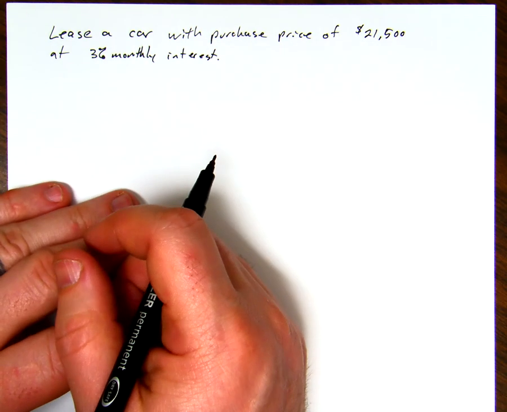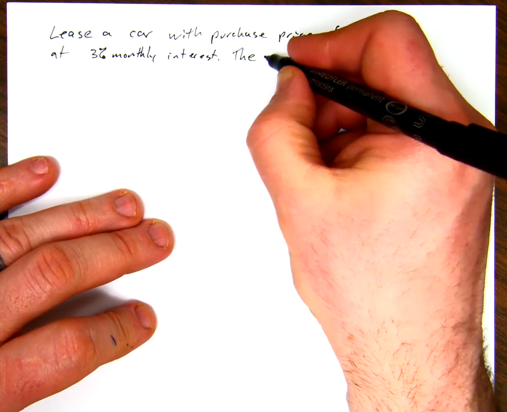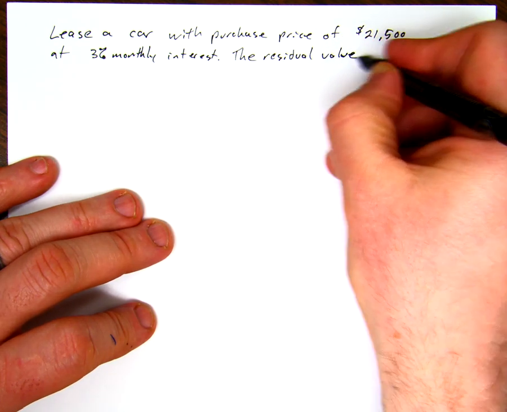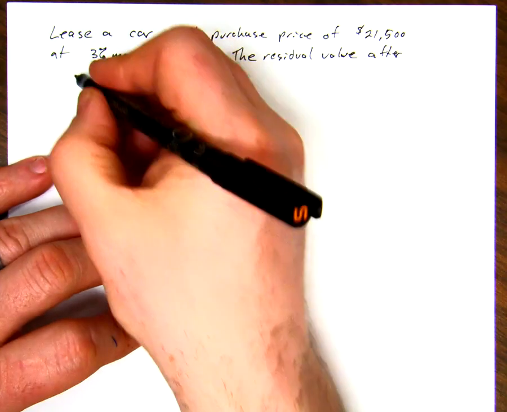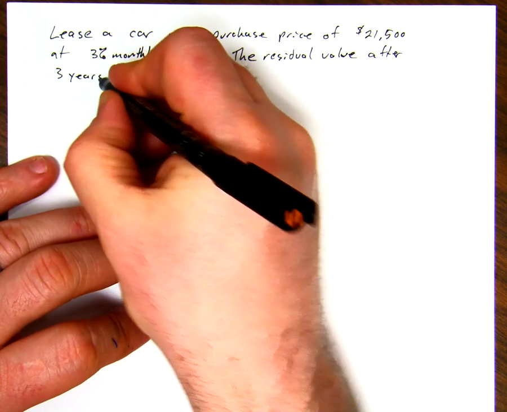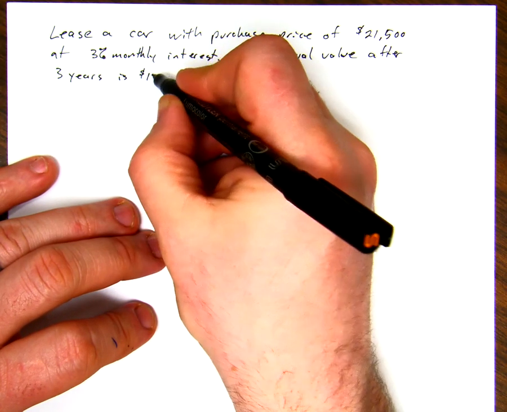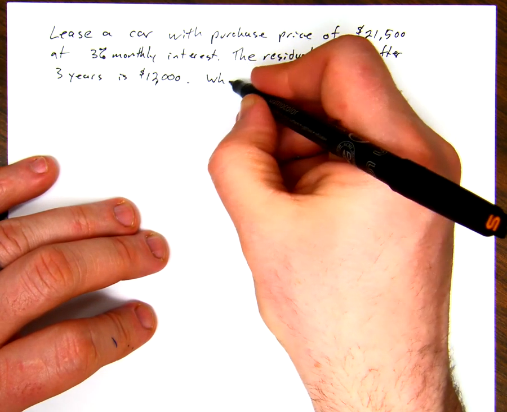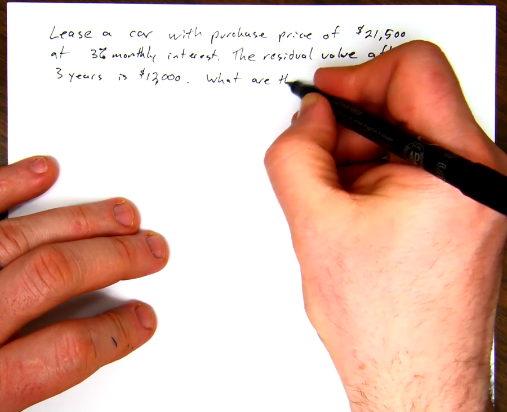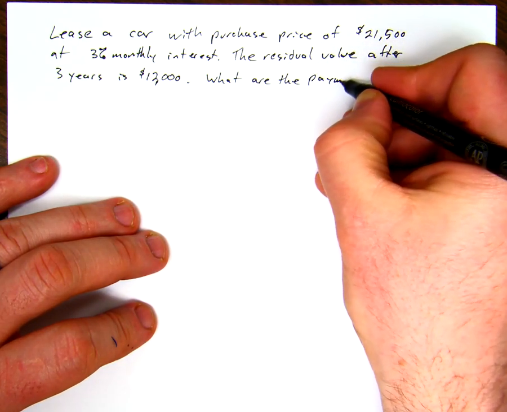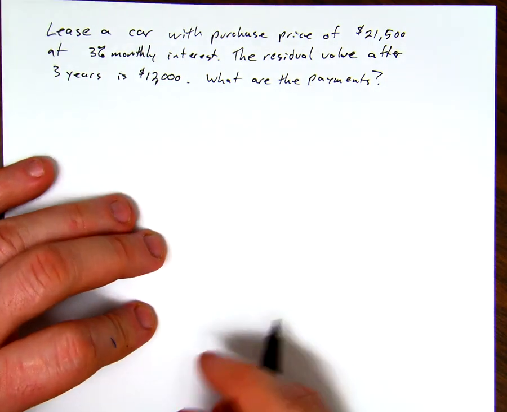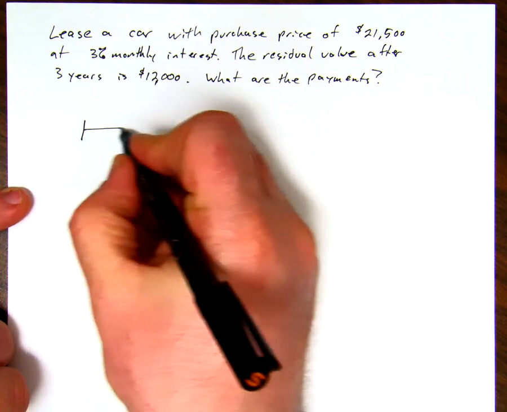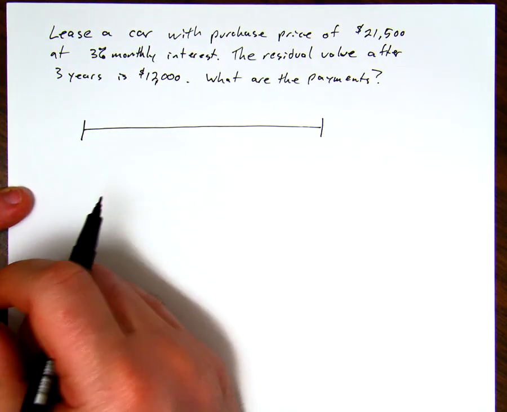And what we'd say here is the residual value after 3 years is $12,000. What are the payments? Well, if we do a timeline, it looks similar to what we had before.